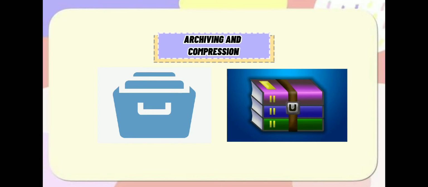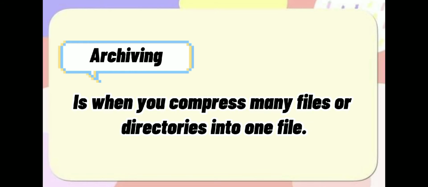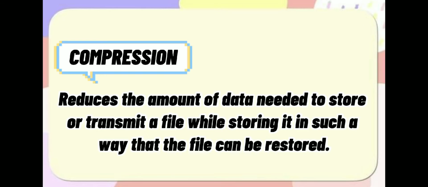So for today we will talk about the difference between archiving and compression. The distinctions are occasionally blurred in casual conversation, but there is a clear distinction between archiving and compressing information. Archiving is when you coalesce multiple files together, but you may also compress them at the same time. Compression is reducing the amount of data that is stored in a particular file so that it will move more quickly across our communication channel or take up less space in our storage media.